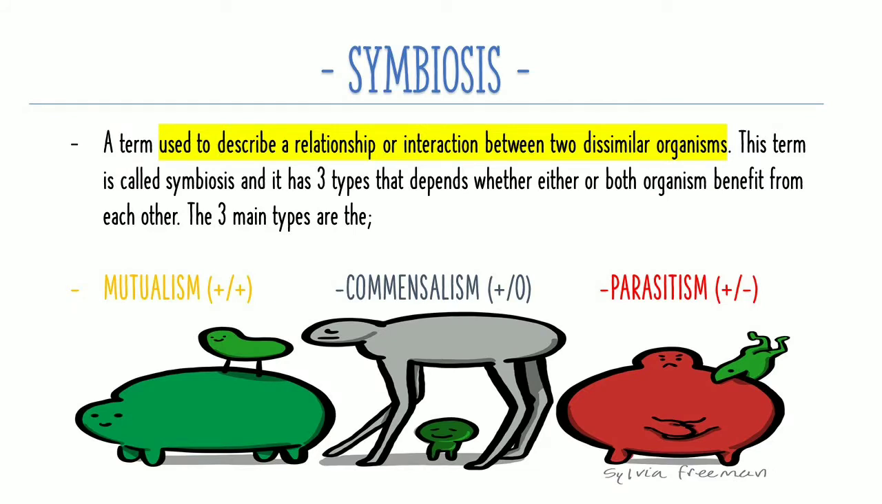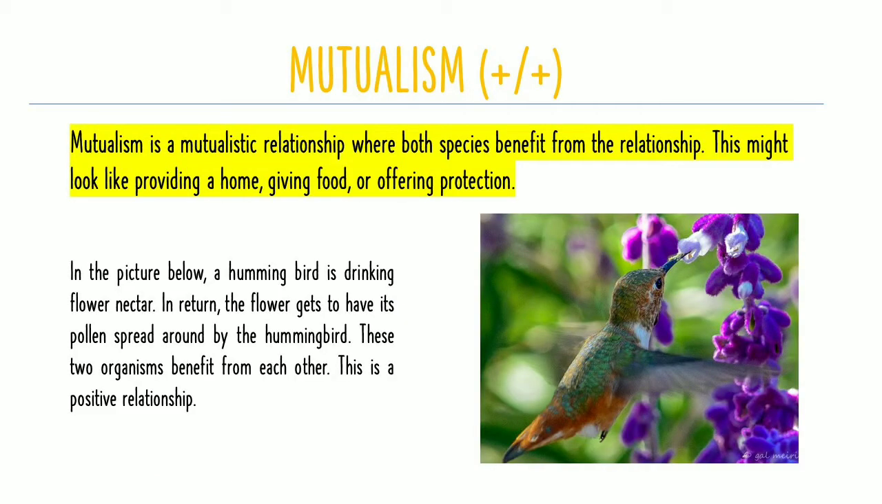So, there is a term used to describe a relationship or interaction between two dissimilar organisms. This term is called symbiosis, and it has three types that depend on whether either or both organisms benefit from each other. The three main types are mutualism, commensalism, and parasitism.